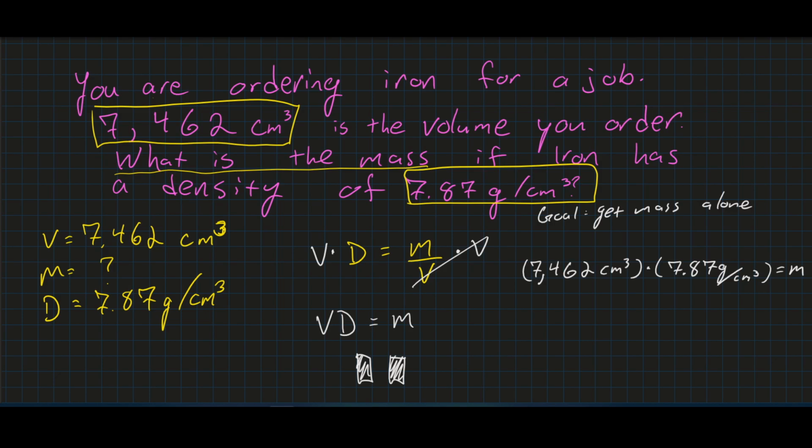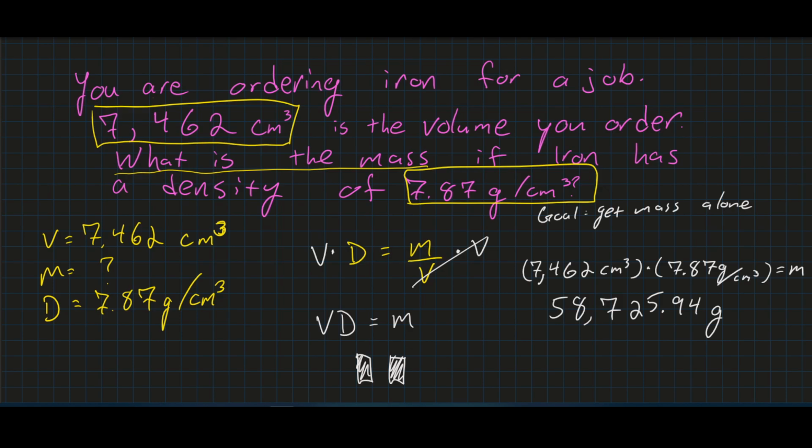All right, now what's going to happen is 7,462 times 7.87. It's going to give us not another 7. It's going to give us 58,725.94 grams. And because we are multiplying centimeters by centimeters, they're going to cancel it out.